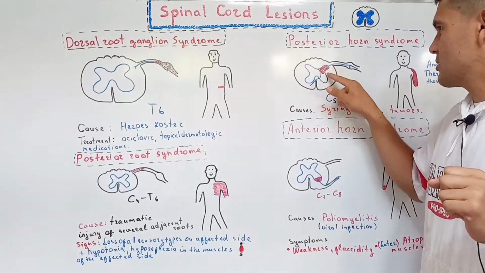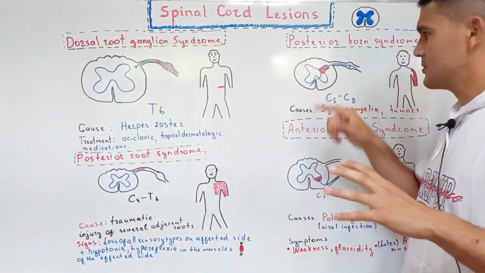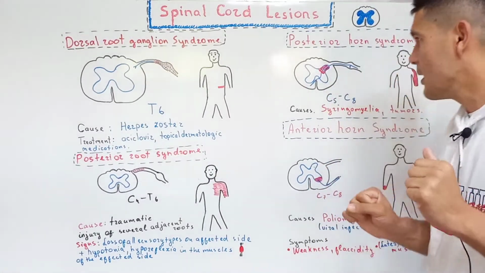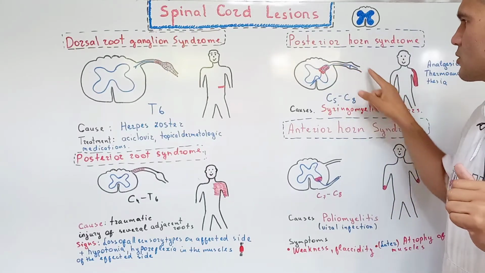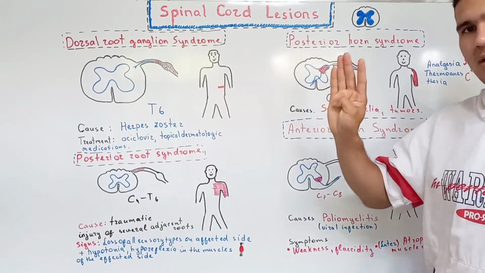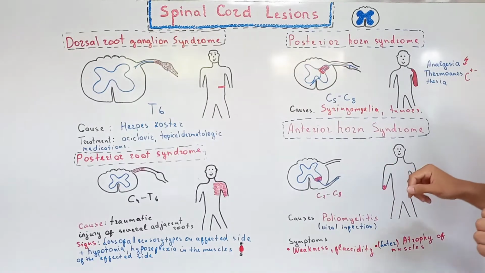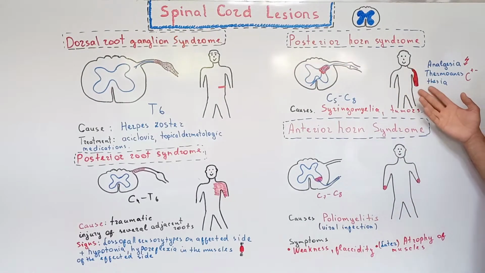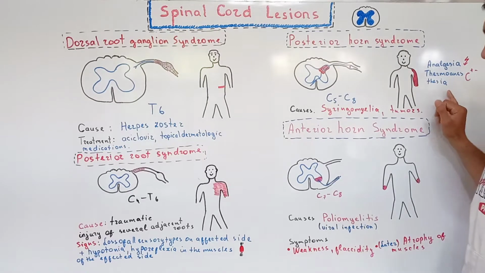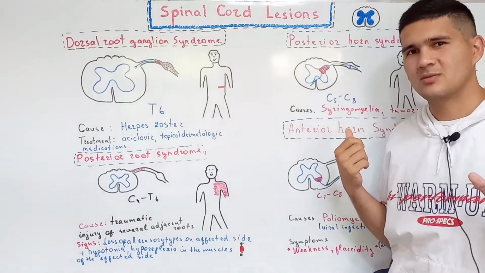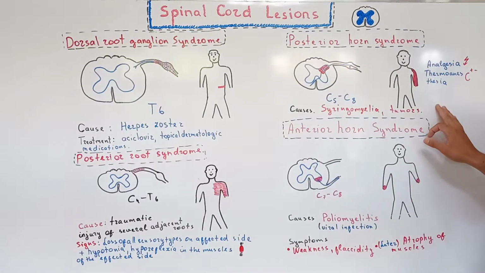When the dorsal posterior horn is damaged, the synapse can be impaired. Okay, according to this image, the spinal cord couldn't conduct pain and temperature information to the next neuron. According to this lesion, the patient can suffer from analgesia and thermal anesthesia. And the main cause of the syndrome is syringomyelia, or tumors of the spinal cord gray matter.